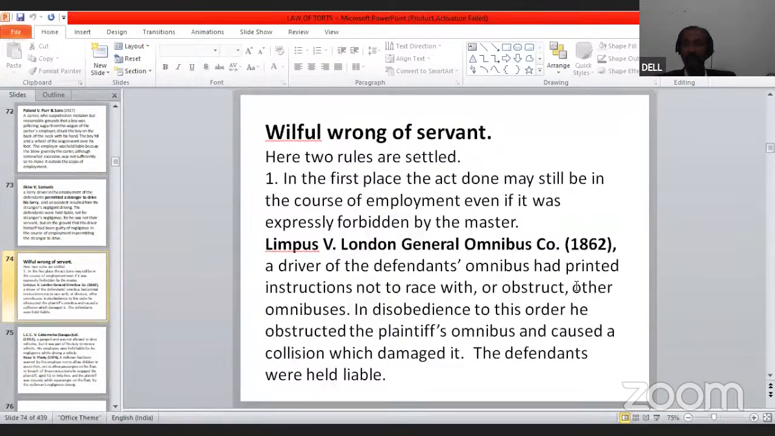Third category was willful wrong. So even though we have given instruction what to be done or how it shall be done, some servants, you know, are more enthusiastic, and most negligent servants are there. One such person is not following the instruction of the master. A very important case is Limpus versus London General Omnibus. These are important cases, so remember them.